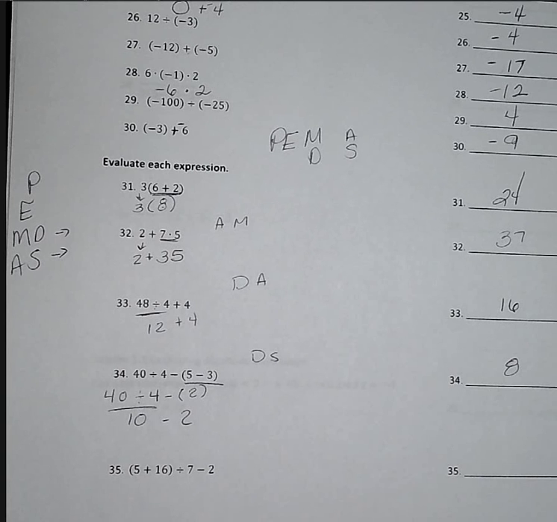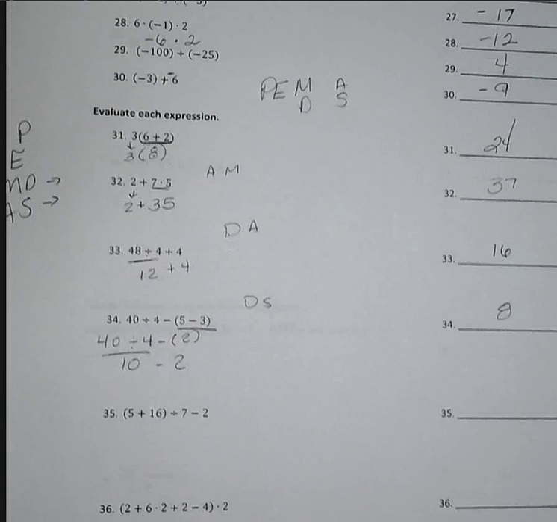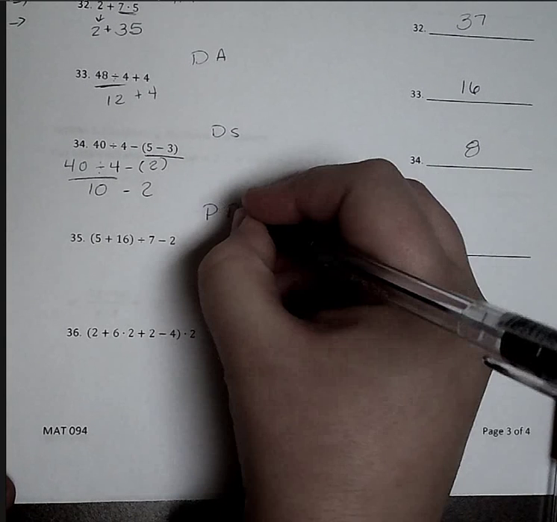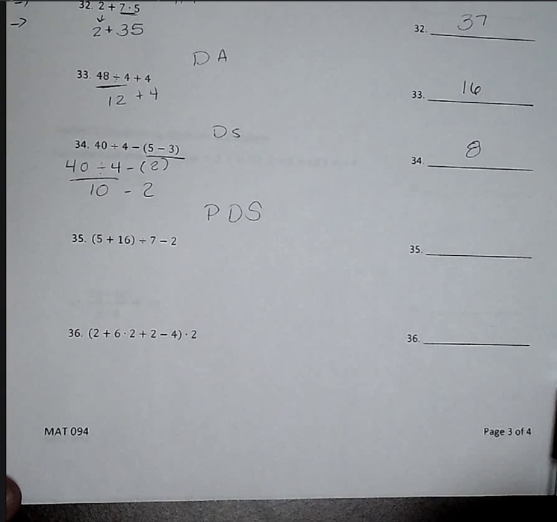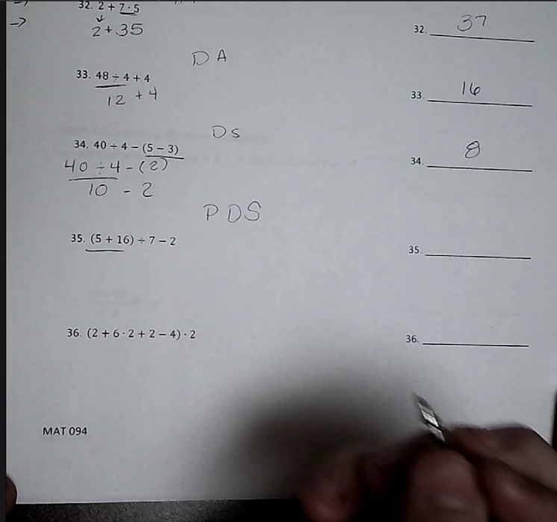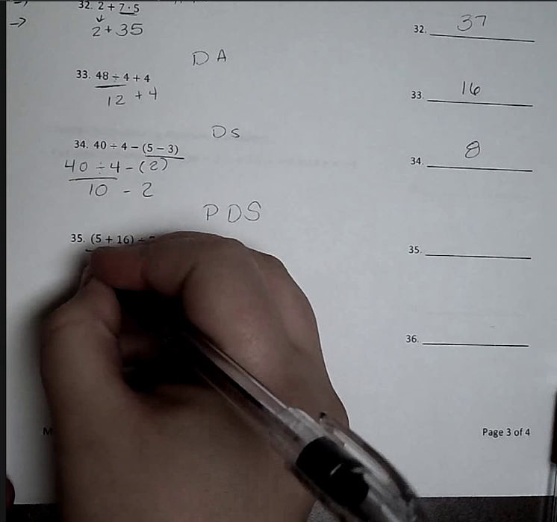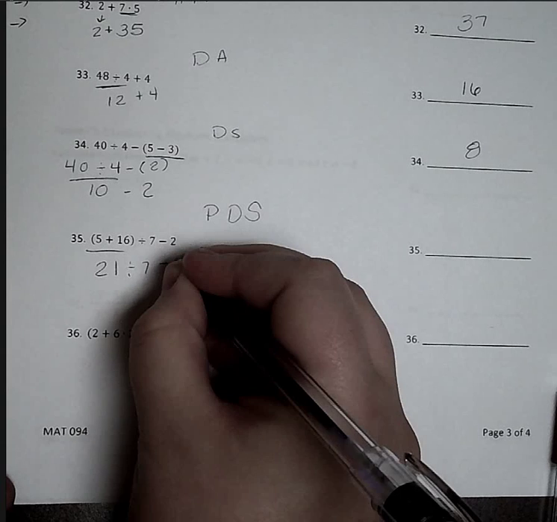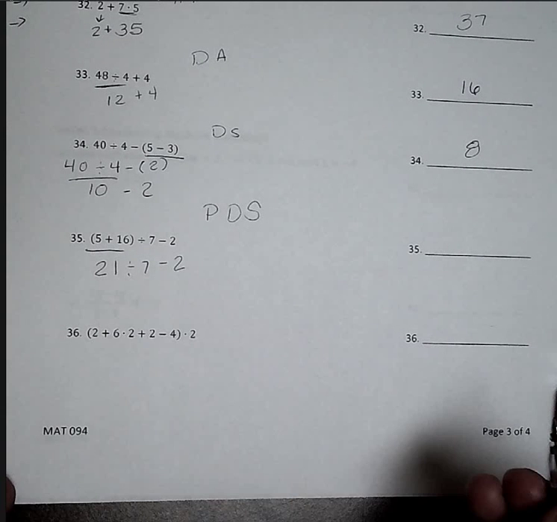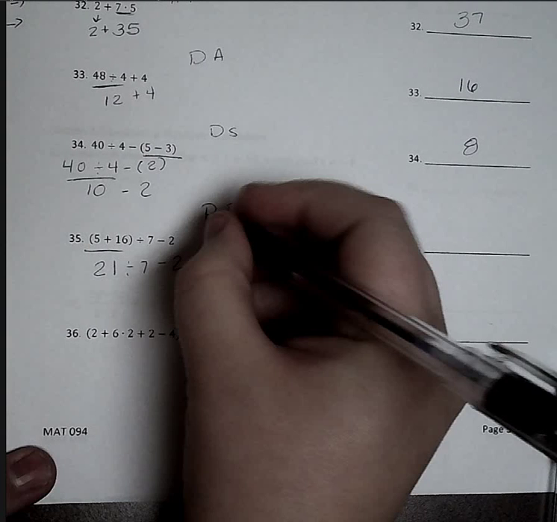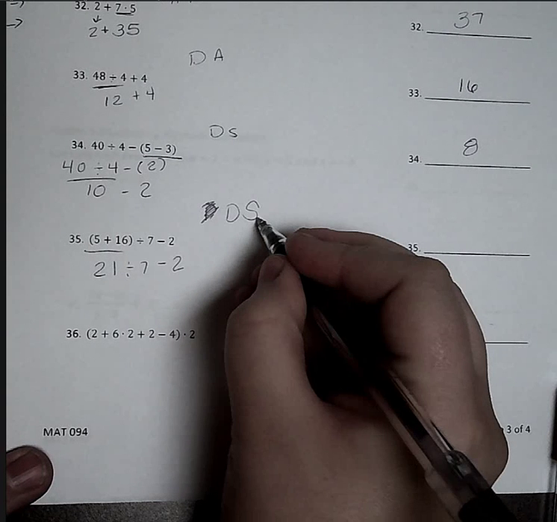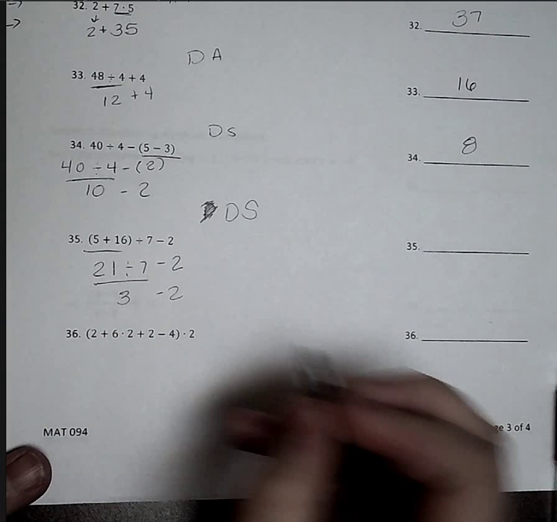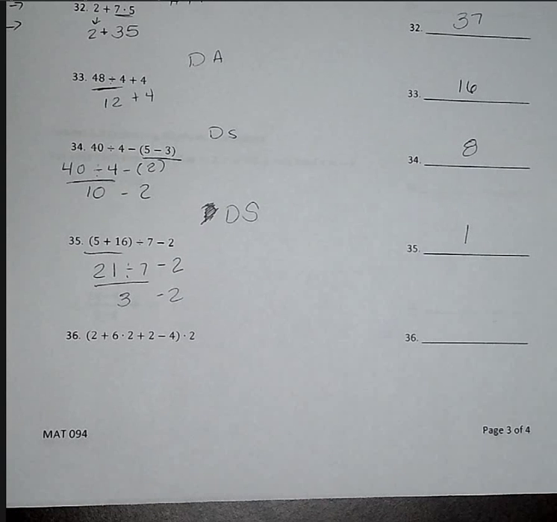Now let's look at number 35. Well, we've got parentheses, division, and subtraction. Well, we know parentheses always comes first. So 5 plus 16 is 21. Then we divide by 7 and then subtract by 2. So we're just going to bring everything else down. So now that parentheses is done, division comes before subtraction. So 21 divided by 7 is 3. Then 3 minus 2 is 1.